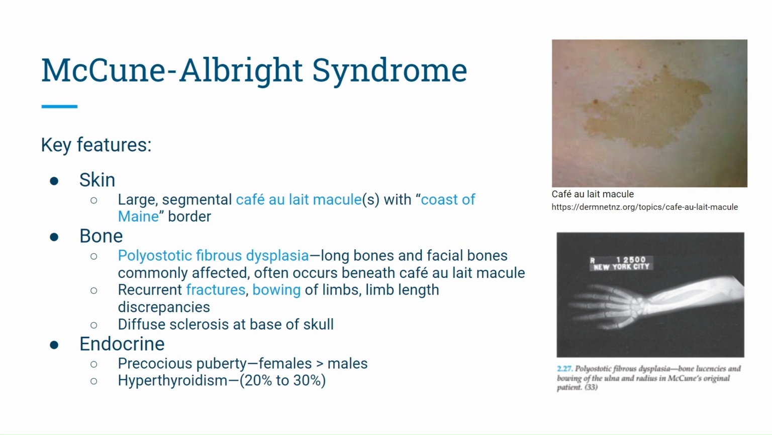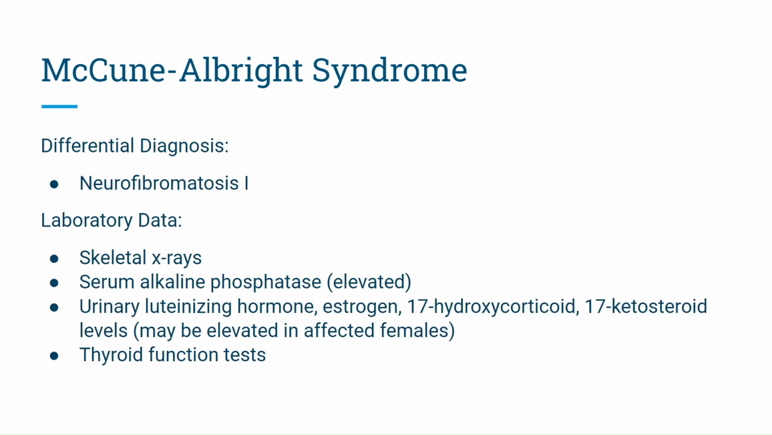So café au lait macules can signify which bones might have polyostotic fibrous dysplasia or some lucency. Therefore, you'll see as a result of this frequent fractures and bowing of the limbs. You might even see a diffuse sclerosis at the base of the skull, and of course, precocious puberty, more in females, or hyperthyroidism. Café au lait spots: one thing that should be on your differential is NF. Something to definitely keep an eye on.